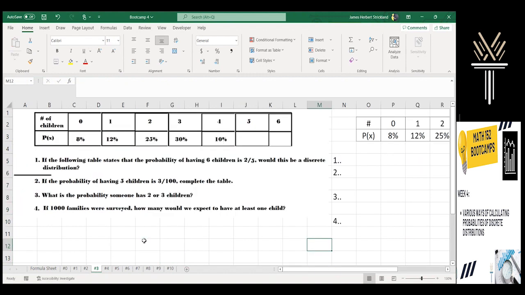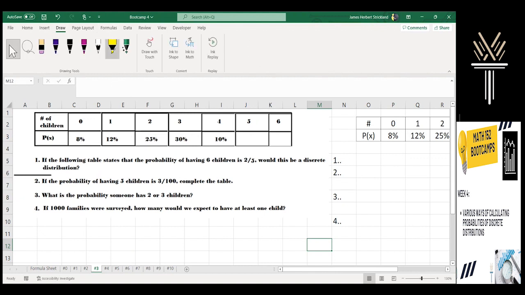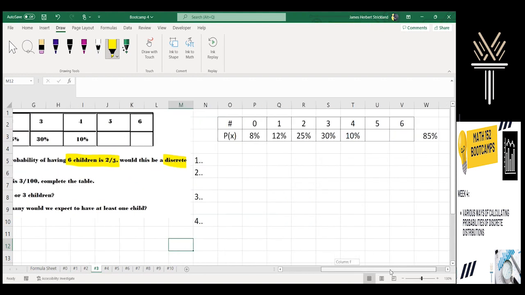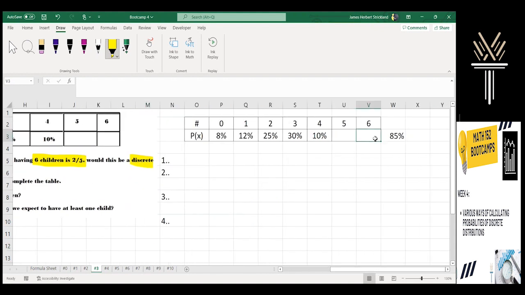Okay. And so the first part here states that the following table states that the probability of having 6 children is 2 out of 5. Does this make a discrete distribution? In other words, we're saying the probabilities add up to 1. And so if we go in here and put 2 out of 5 into that 6 box, are these probabilities going to add up to 1? Now, I already took the liberty of starting it for us.